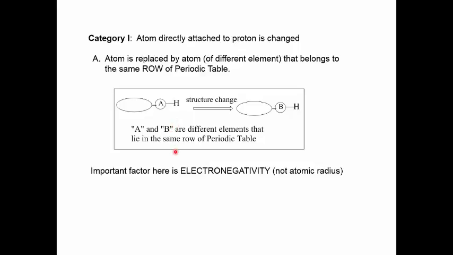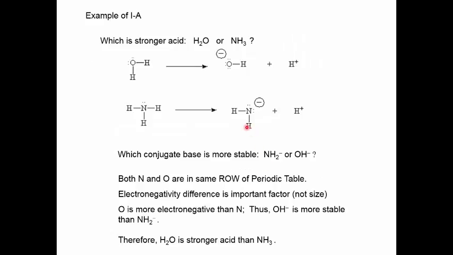The important factor here is electronegativity, not the atomic radius. Let's look at an example. We ask the question, which is the stronger acid, water, H2O, or ammonia, NH3? Well, in order to assess this, we write the chemical equation for the dissociation of each acid.